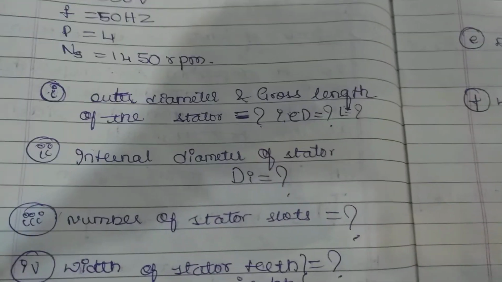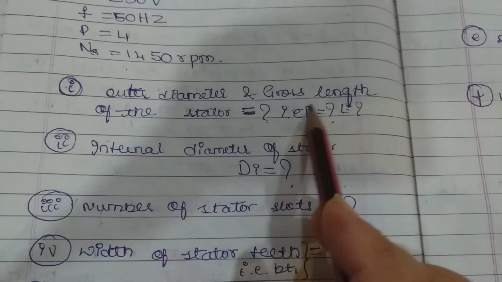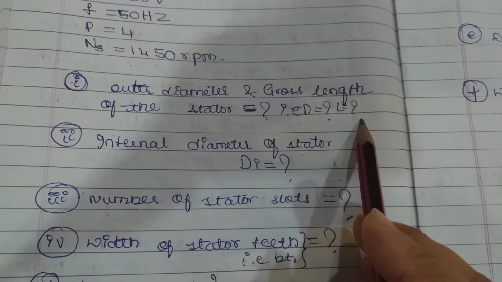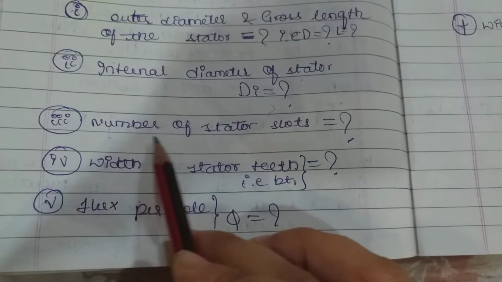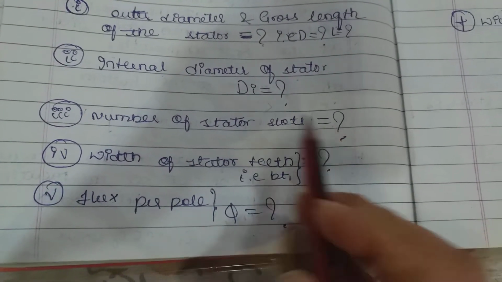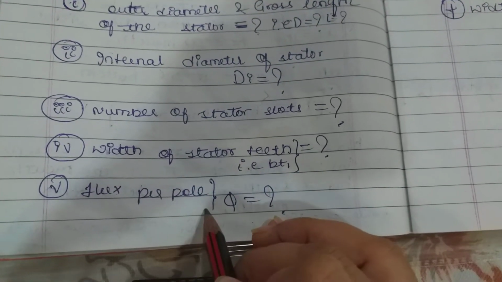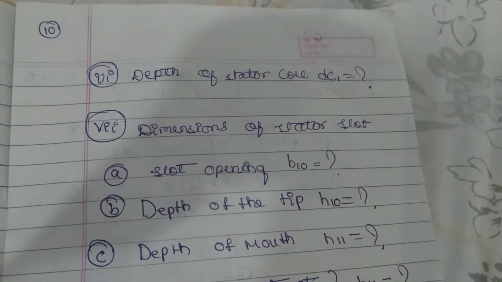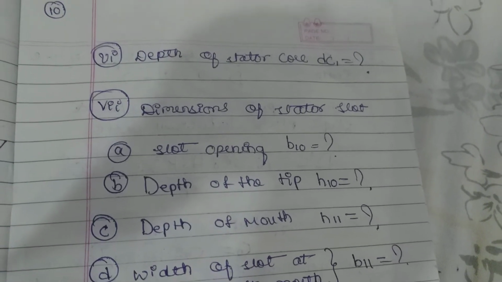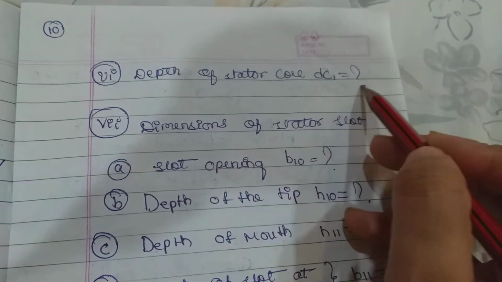Next, what is our aim to calculate? Our aim is to calculate the outer diameter D0 and core length L of the stator. Internal diameter of the stator DI we have to calculate. Number of stator slots we have to calculate. Width of the stator teeth BT1 we have to calculate. Flux per pole phi we have to calculate. Next we need to calculate the depth of the stator core DC1, and finally the dimensions of the stator slots. In this video we are going to calculate up to the depth of the stator core DC1.